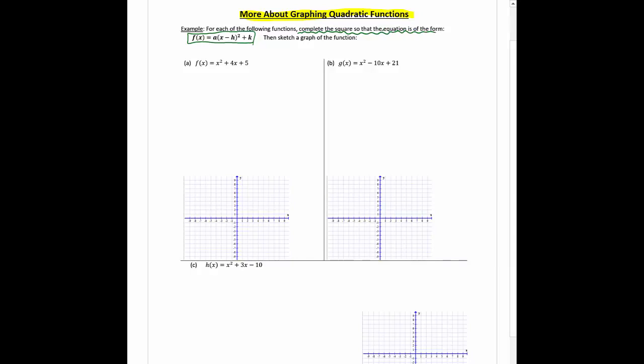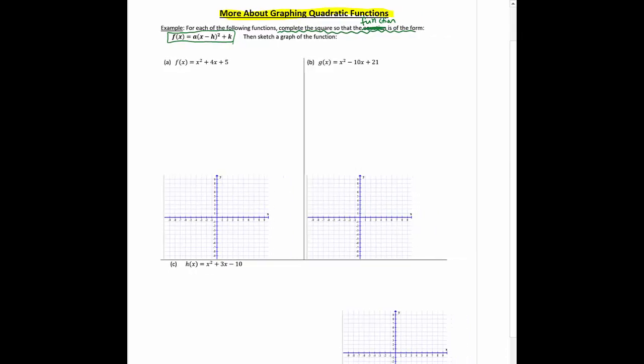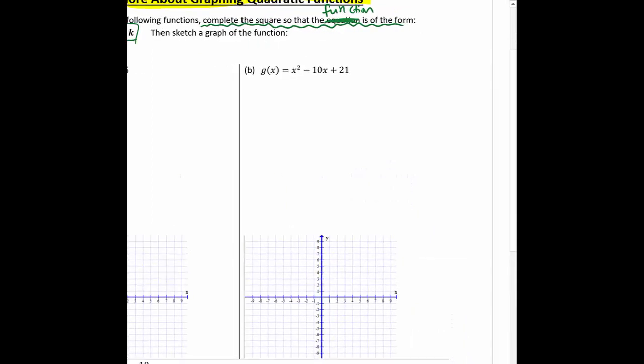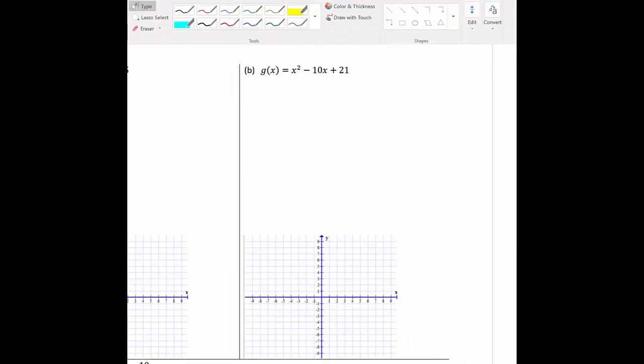You know what I should say is the function, not equation here. This should say function. There we go. And then once we have it in that form, we can go back to the previous section and graph it the exact same way. But I think maybe off to the right side here, I'm going to write step by step how to do this.